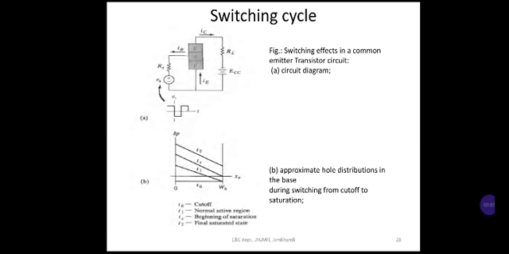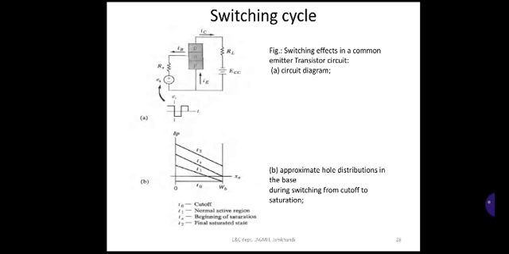In the previous class, we discussed transistor switching, in which we discussed how the transistor switches from one region to another, and we saw the different regions: normal active region, saturation region, cutoff region, and inverted region. We also discussed the cutoff region and the saturation region, in which the transistor mainly switches. So in today's class we are going to discuss the switching cycle.